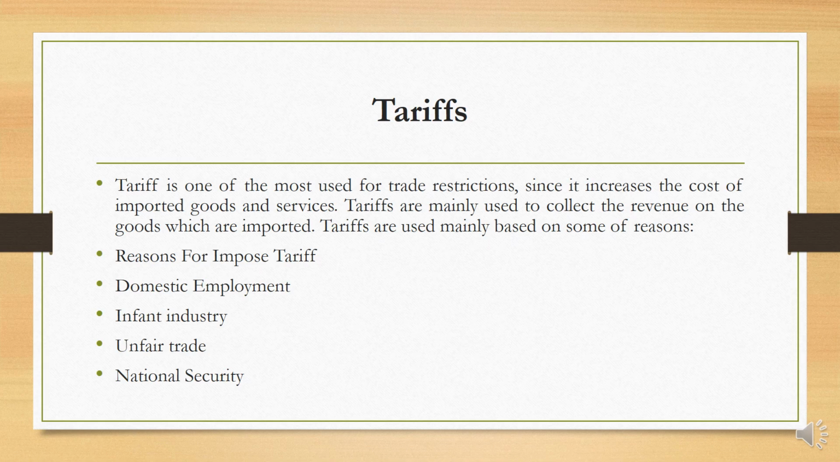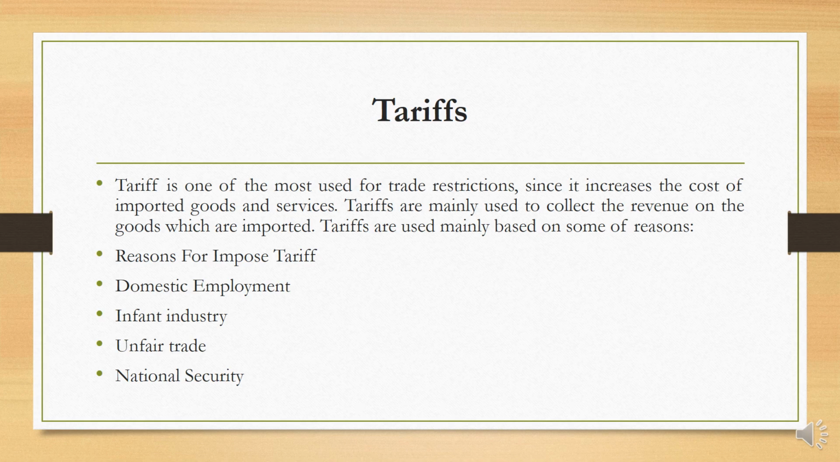Now one by one I will explain the different types of trade barriers. Number one is a tariff. Tariff is one of the most used trade restrictions since it increases the cost of imported goods and services. Tariffs are mainly used to collect revenue on the goods which are imported. Tariffs are used for several reasons, which is why we impose tariffs on imported goods. There are many reasons, out of which I explain a few.